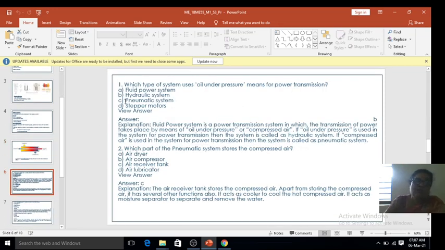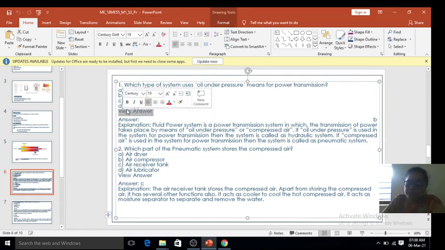These are some of the multiple choice questions that I would like to highlight in case of this subject, especially in this first module. First question here: which type of system uses oil under pressure for power transmission? He has given four answers. One is fluid power system, hydraulic system, pneumatic system, and stepper motors. See, you can observe here oil under pressure. So definitely the answer is B, because hydraulic system.